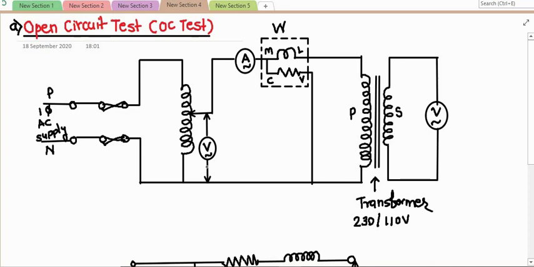I have just said that while performing the open circuit test, we have to give supply to the low voltage winding. But in our lab, 230 volt is available. That's why I have connected the 230 volt winding of this transformer to the single phase AC supply. Right? So in this test, we have to apply the rated voltage across the primary of the transformer. For applying the rated voltage to the primary, we have used the variac, which is also called an auto transformer.